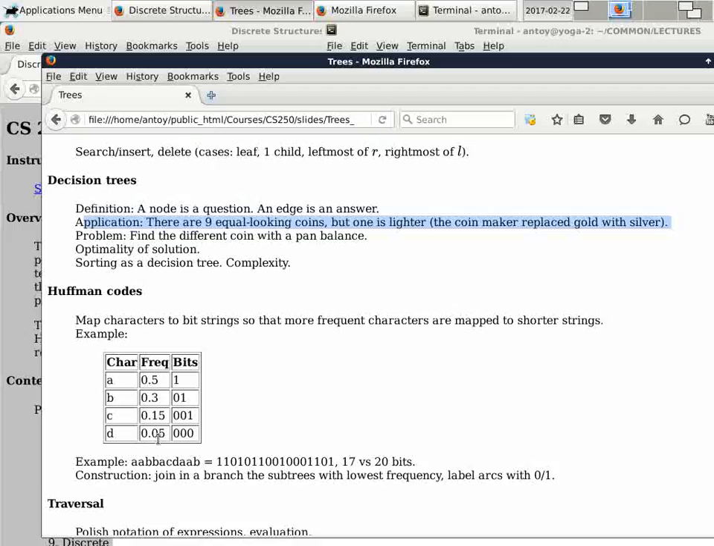Yes? Isn't this kind of like the tree itself? Like the way to parse it? We'll get there. We'll draw the tree in a second.